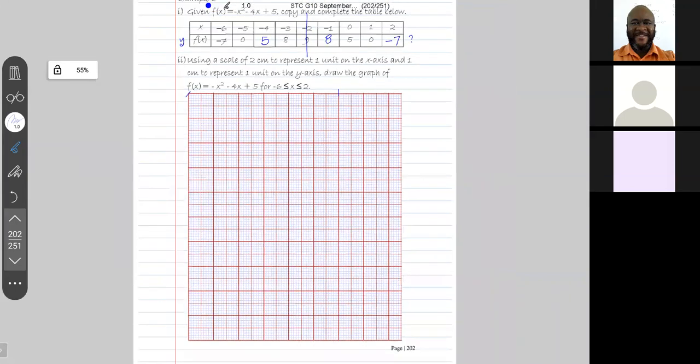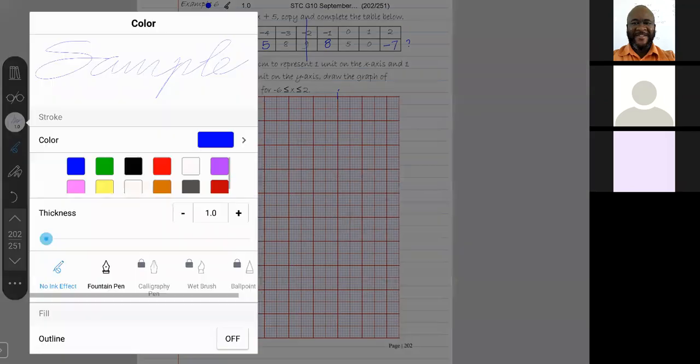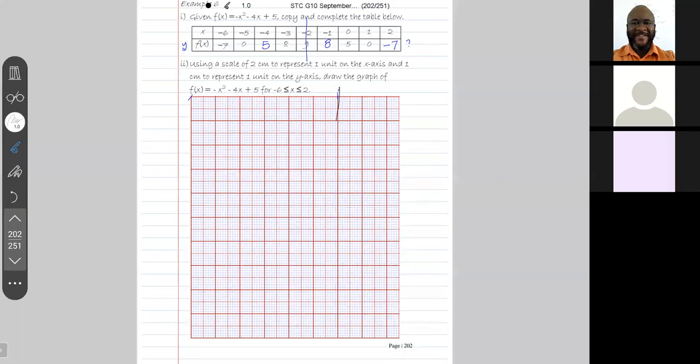So this is my y-axis. All right, I need that blue a little bit more prominent. All right, let's work with it. Let's change to black. So this is my y-axis.